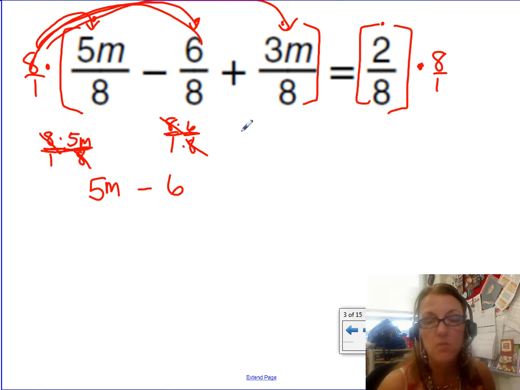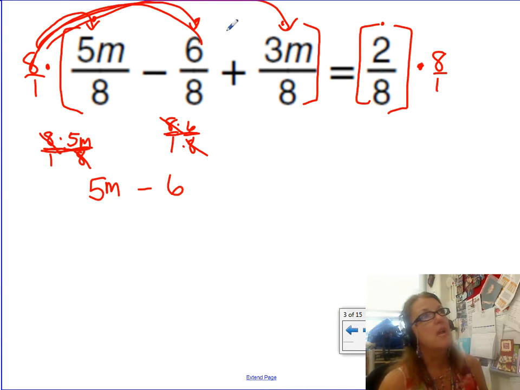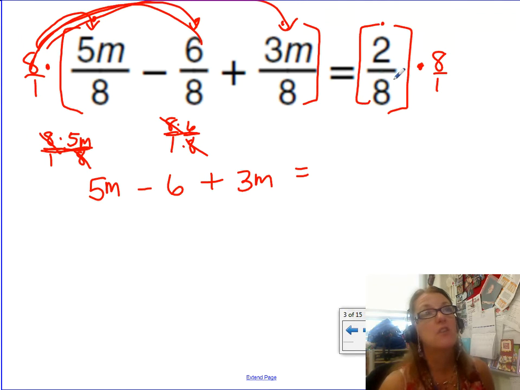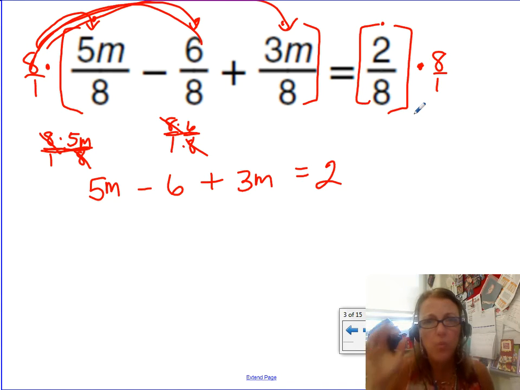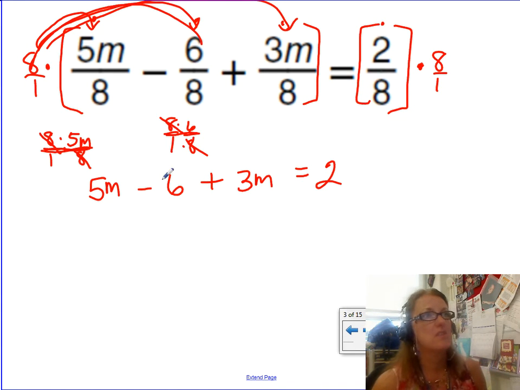Do you see where this is going? Didn't I tell you this is going to be nice? Multiplying by 8 clears the denominator. So now I just have 5m minus 6 plus 3m. Ha ha! And on this side, this 8 in the numerator cancels that. You just have 2. Clear the denominator. What? This is the greatest thing ever.